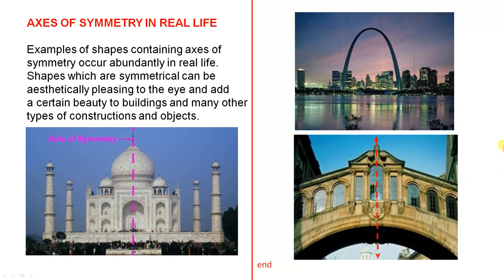So this video has introduced us to the idea of the axis of symmetry or the line of symmetry, and that's a line when you draw it through a shape or an object, it cuts the shape or the object exactly in half. And we've seen some interesting examples in real life.